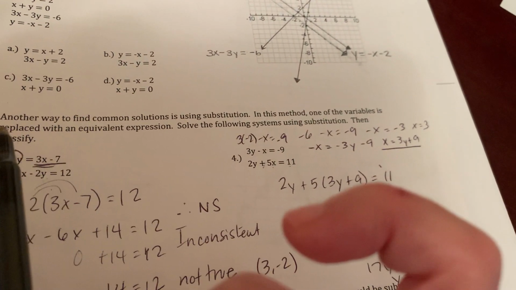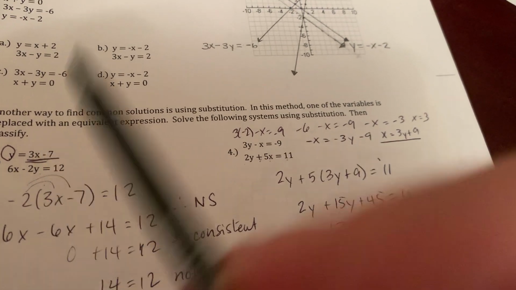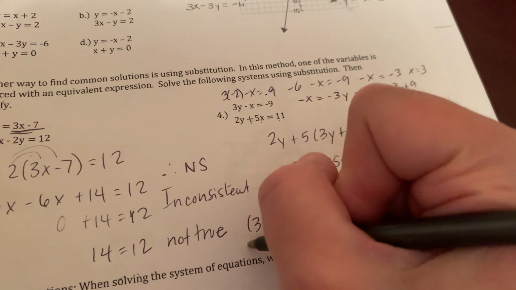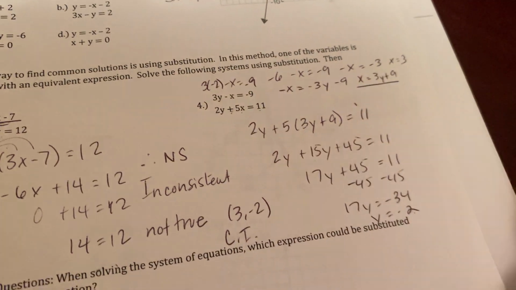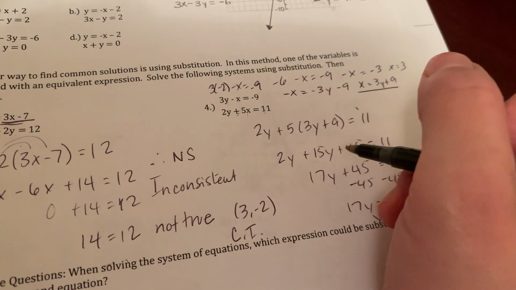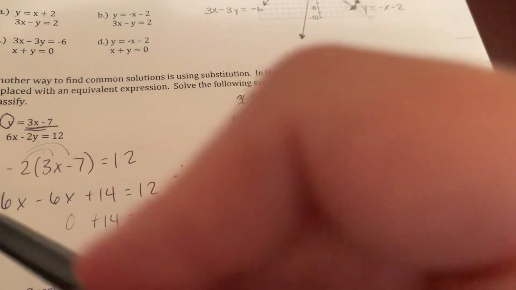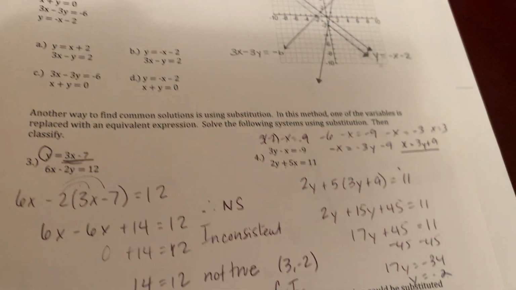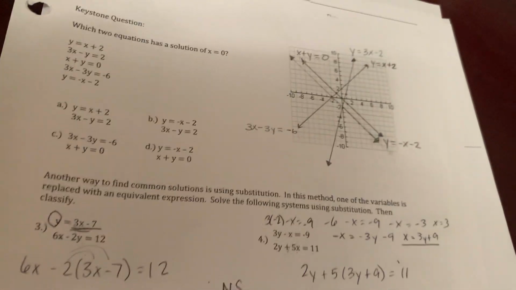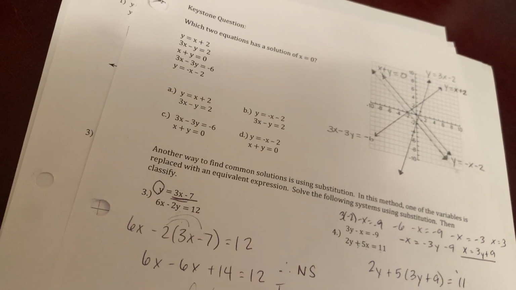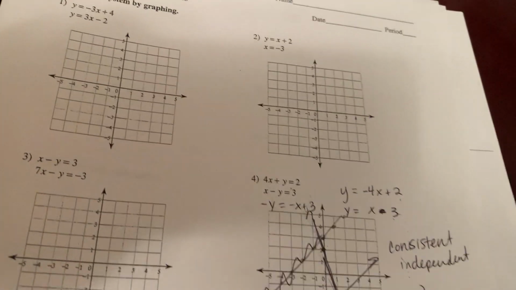It says solve the following and then classify. 3, negative 2, it is consistent, independent. Okay, so then go back. What I would do is I would complete a section like this in your notes. I'd pause it, and then I'd go back and work on substitution for a while. Then come back to the video, and let's do elimination.